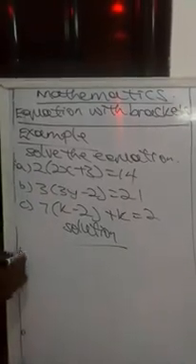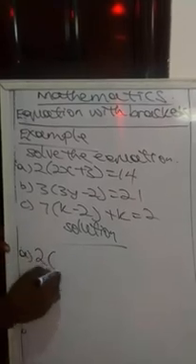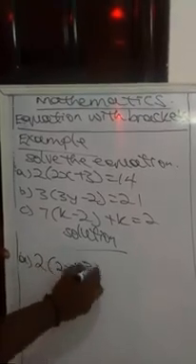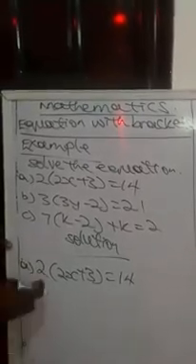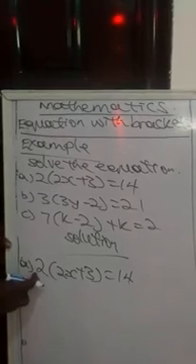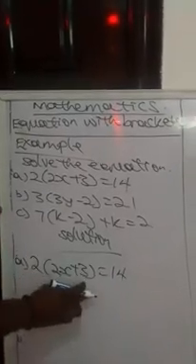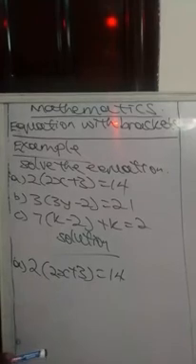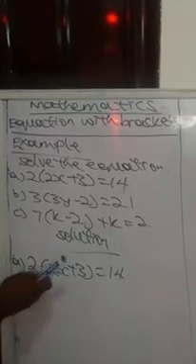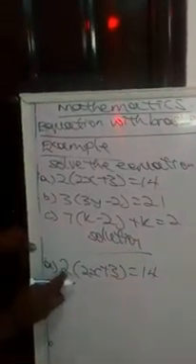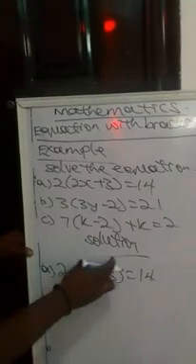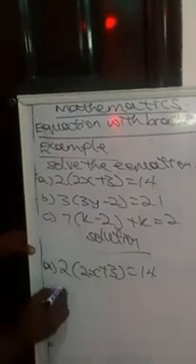Now, question 1. We are having 2 bracket open, 2x plus 3 equal to 14. If you're asked to open a bracket, the term you have outside, you are going to use it to multiply the 2 terms in the bracket. Sometimes the bracket can also have 3 terms. You're going to use the term you are having outside to multiply the 3 terms individually. Now I'm going to multiply 2 by the first term here and then the other term there. So this is going to give us 2 times 2x plus 2 times 3 equal to 14.